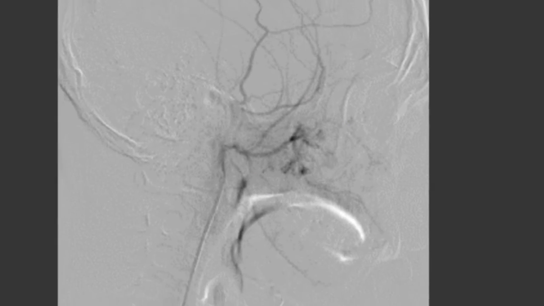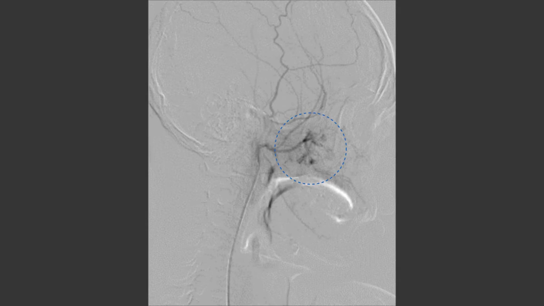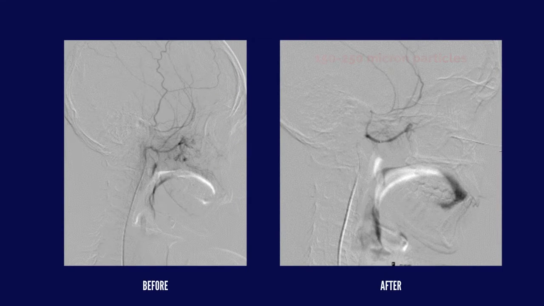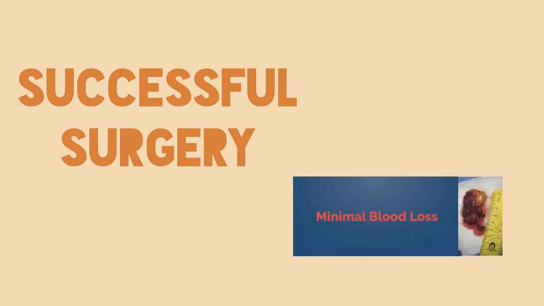This run is important in order to exclude any collateral supply to the orbit or the intracranial structures, as unintentional embolization can lead to blindness or stroke. After injecting embolization particles, size 150 to 250 micrometers, flow to the angiofibroma was stopped. Surgery was done successfully with minimal blood loss.